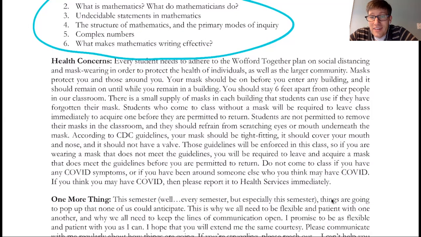This is super important. Don't come to class if you have any COVID symptoms, or if you've been around someone else who you think may have COVID, okay? It's not worth the risk to your life and to the lives of those around you. If you think you have COVID, please report that to health services immediately. This is the way that we're going to protect one another and stay safe. All right. The other thing I want to mention is that it won't scroll, so you can read this on your own later on.